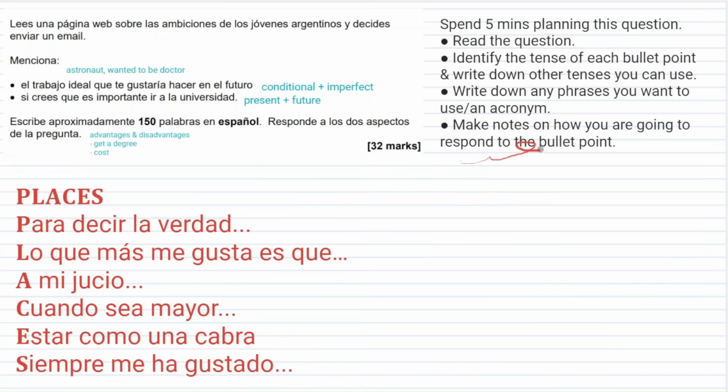This is more important for the 150 word question, as writing about 80 words on just one bullet point can be hard. So to avoid waffling and going off topic, focus more time on planning what you're going to say. For example, bullet point 2 is if you think it is important to go to uni. I would make a list of 2 advantages and 2 disadvantages in my plan. Okay, again, you may pause the video to have a go at this question yourself.